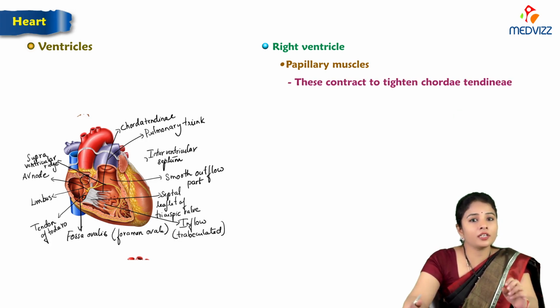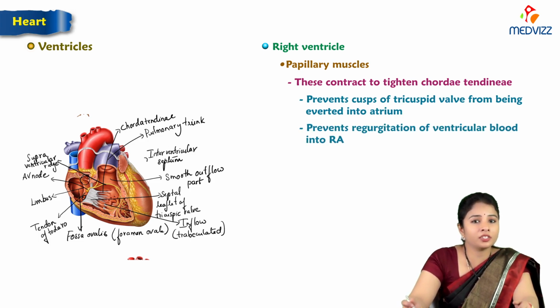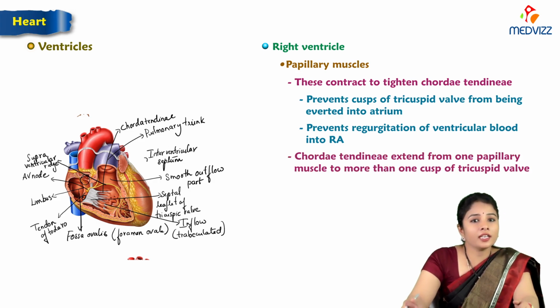So these chordae tendineae, when they contract, prevent the eversion of the atrioventricular valves, preventing the regurgitation of the ventricular blood into the right atrium. The chordae tendineae extend from the papillary muscle to more than one cusp of the tricuspid valve.